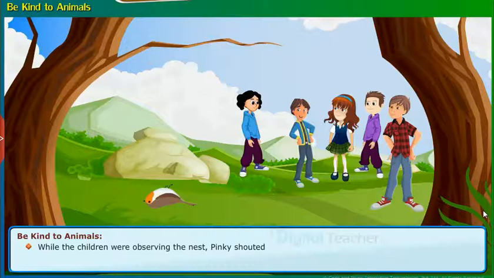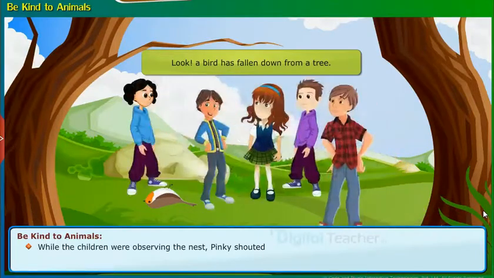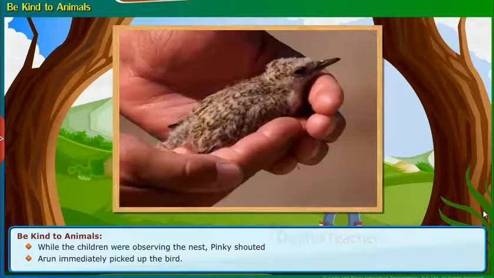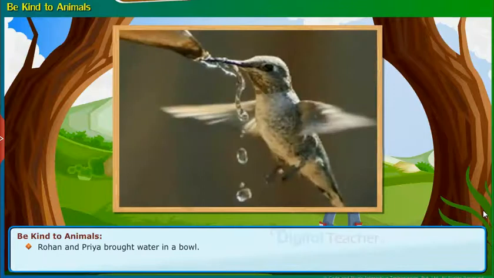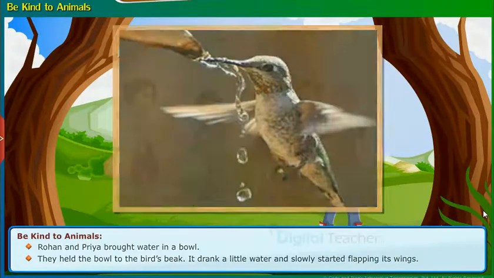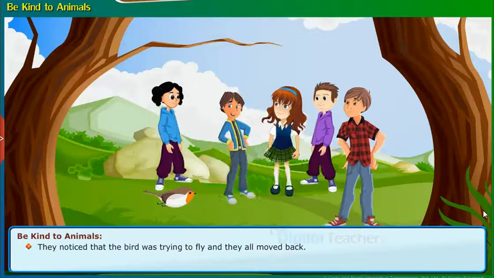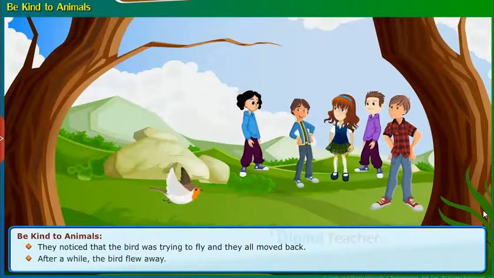While the children were observing the nest, Pinky shouted, "Look, a bird has fallen down from a tree." Arun immediately picked up the bird. Rohan and Priya brought water in a bowl. They held the bowl to the bird's beak. It drank a little water and slowly started flapping its wings. They noticed that the bird was trying to fly and they all moved back. After a while, the bird flew away.